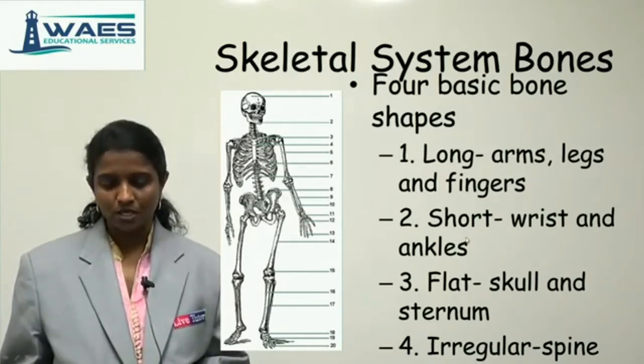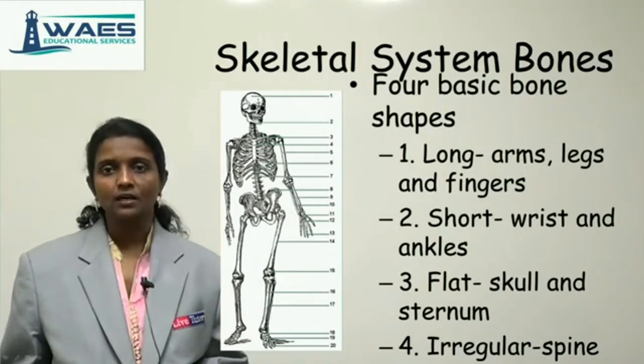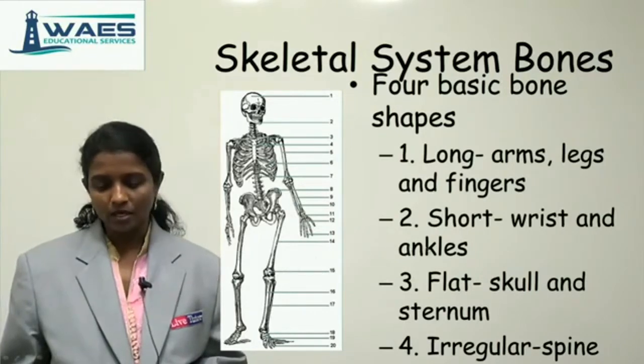Then short bones. Short bones are present in the wrist and ankles. In the wrist and ankles we have short bones.